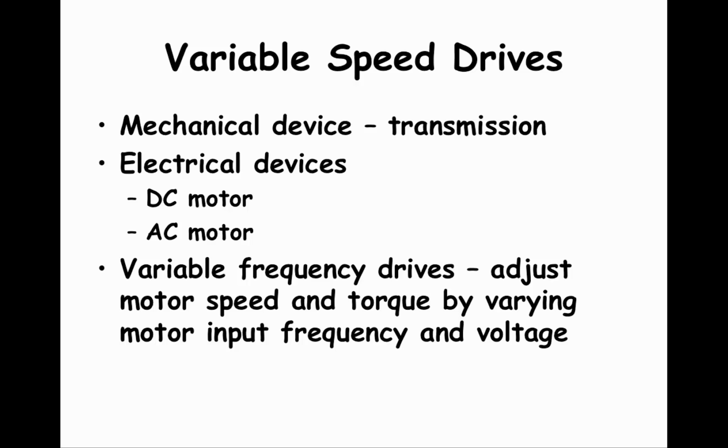Mechanical devices can be used as a variable speed drive. Various types of transmission systems can be used to change shaft speeds. Both direct current motors and alternating current motors can be connected to devices to vary the motor shaft speed. The last type of device that I want to mention here is variable frequency drives. They adjust motor speed and torque by varying the frequency and voltage of the electricity supplied to the motor. The main point is that there are mechanical and electrical devices that can be used to vary the speed and torque of a shaft.